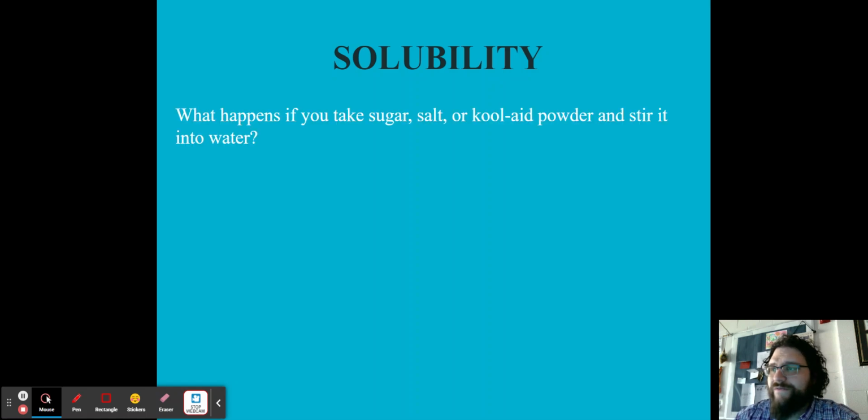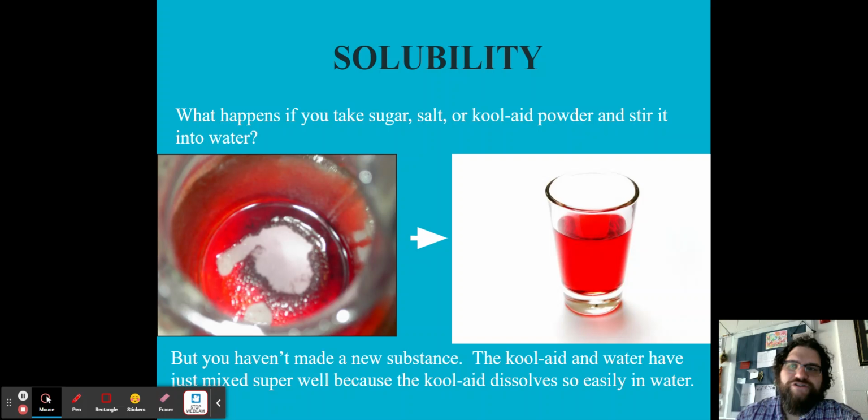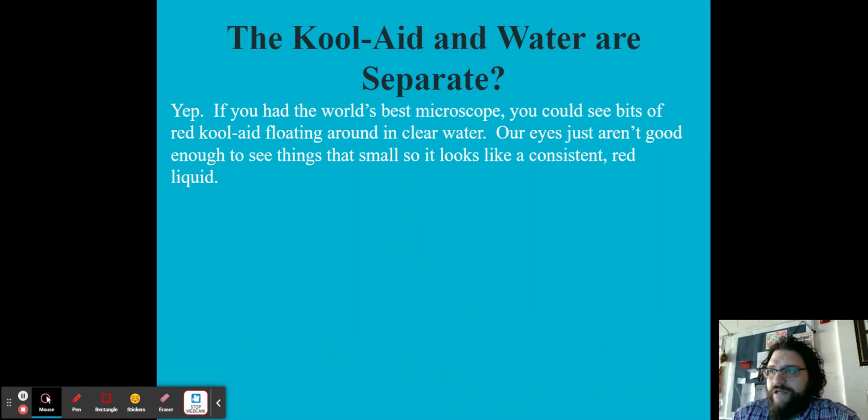Solubility, this is a fun one. Okay, so when you dissolve salt, sugar, or Kool-Aid and stir it into water, it looks different. I will give you that. But it is actually still water and Kool-Aid mix. It's just now mixed really well. So, can Kool-Aid and water be separated? Yes. Is it practical? No.